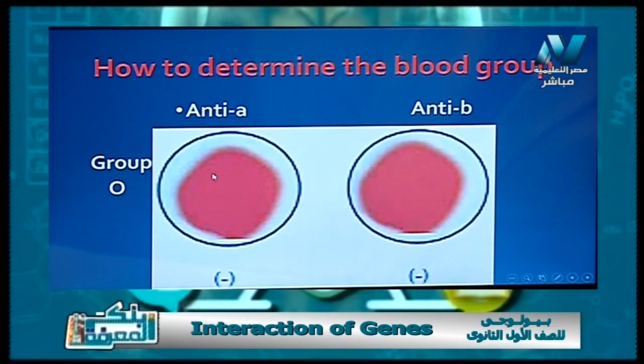So systematically, a reaction with anti-A means the blood group is A. A reaction with anti-B means the blood group is B. A reaction with both is AB. No reactions at all is group O.